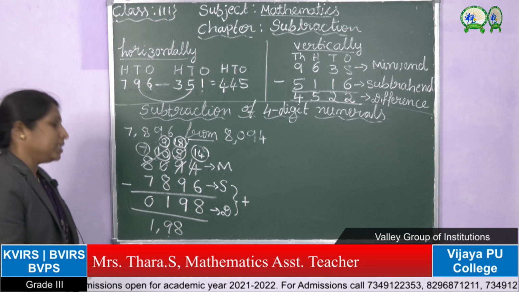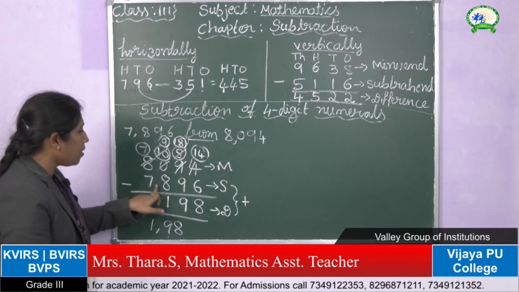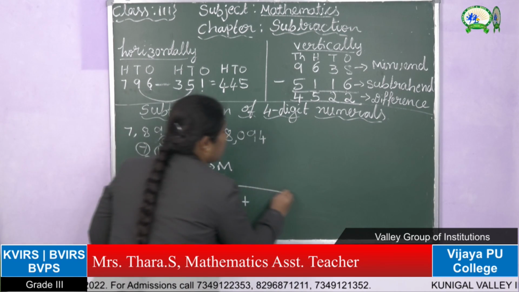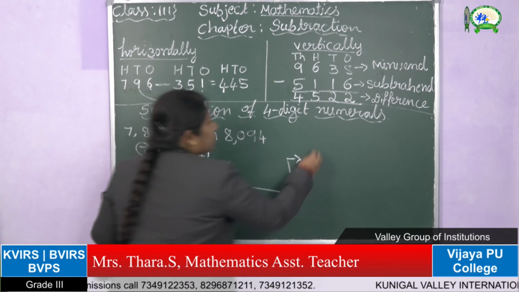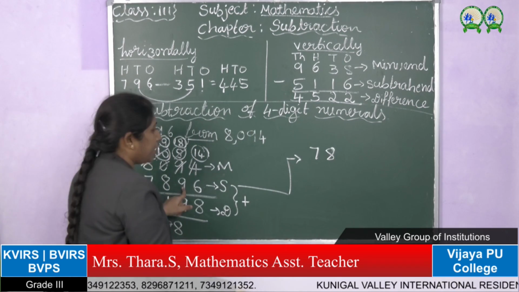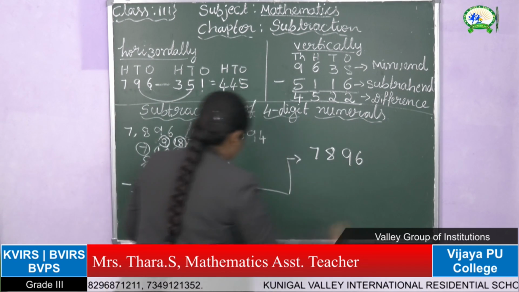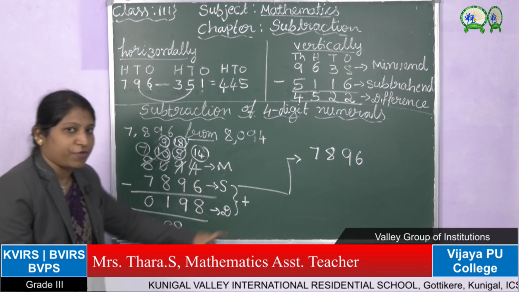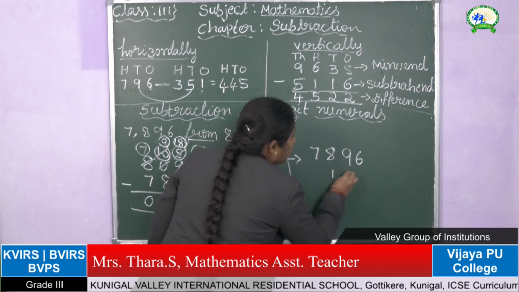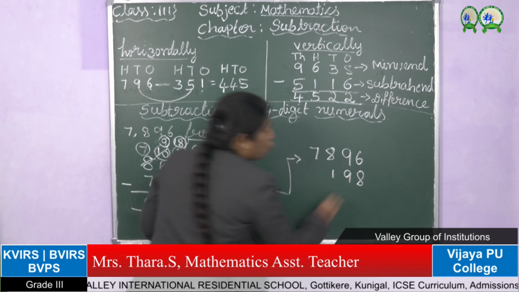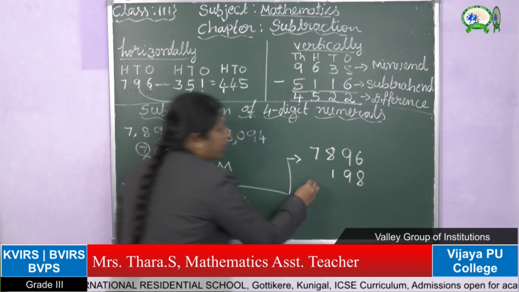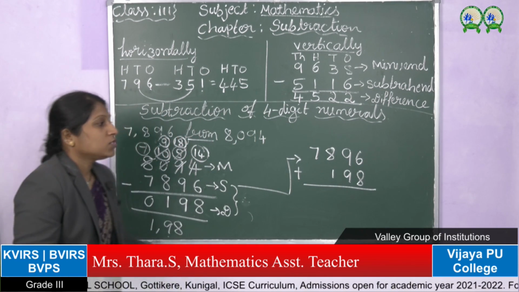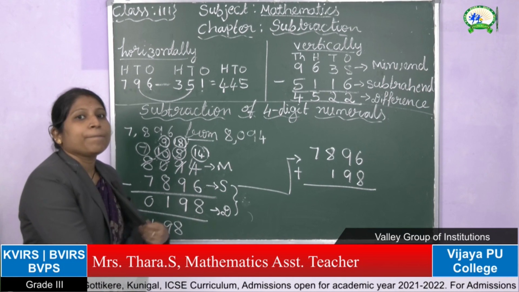Okay. Let's check. First you have to take the subtrahend. What do we have as a subtrahend here? 7896, and then we have 198 as a difference. Take the difference, 198. There is no thousands place, children, so leave it and write down the plus mark there. So just add it.